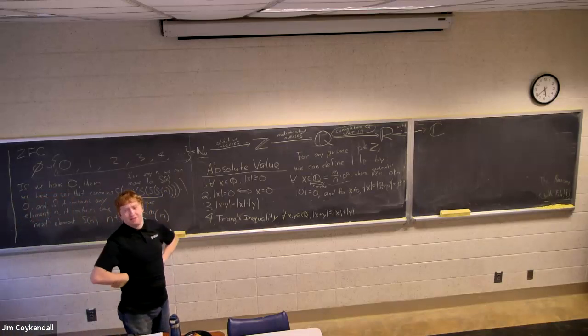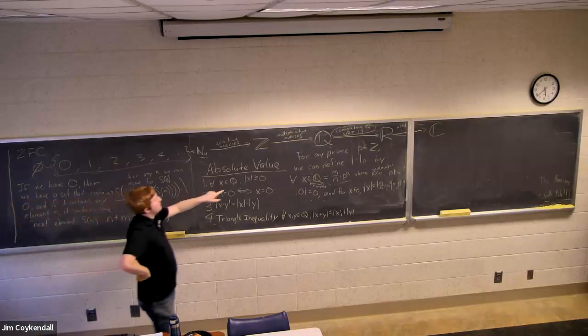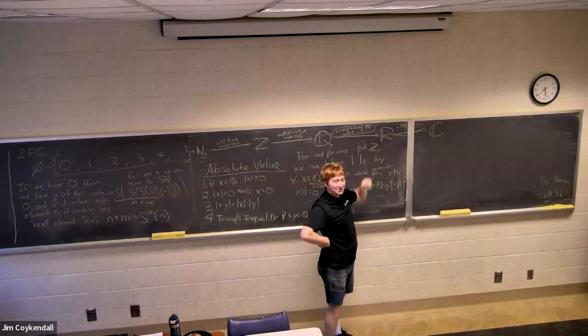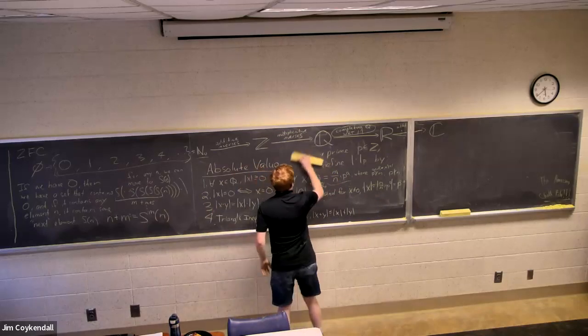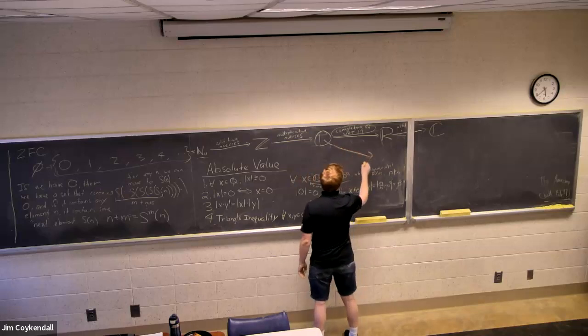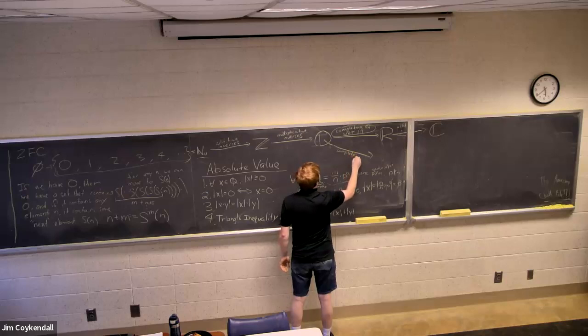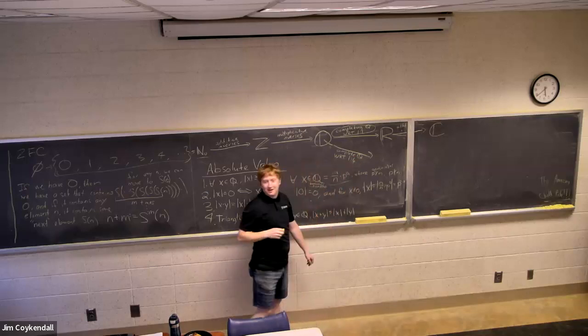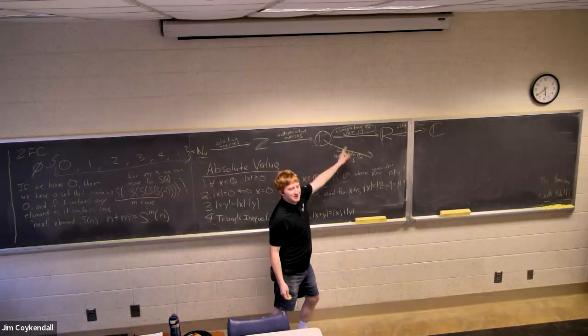Okay, well, we have this other absolute value. How does that help us? Well, what we did before was we completed Q. Let's go ahead and do that. Let's instead make another branch, and we're going to complete Q with respect to the p-adic. Absolutely. Now, technically, this should be infinitely many arrows.